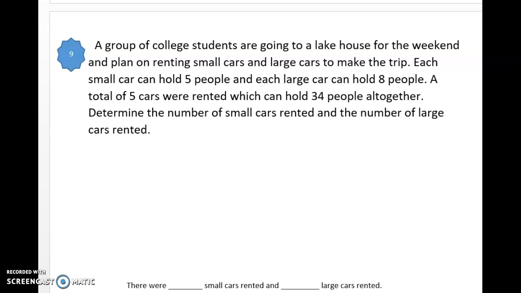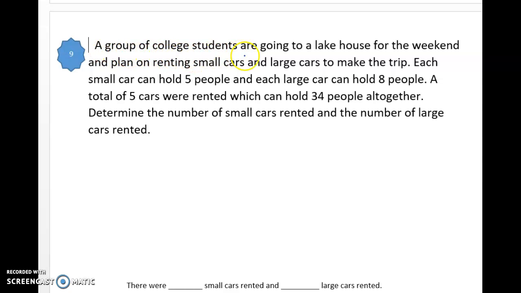Okay, so on this one, you should have noticed that you will be looking to find out how many small cars rented and how many large cars rented. That's the ultimate goal. So let's work through this problem and break down the words into equations so that we can solve systems of equations.